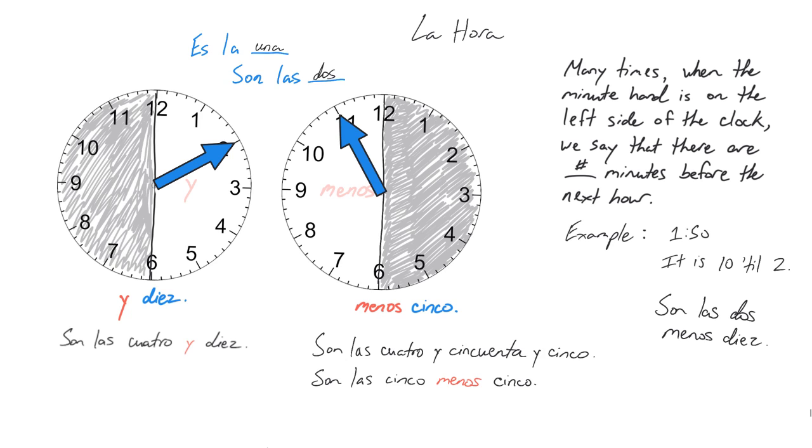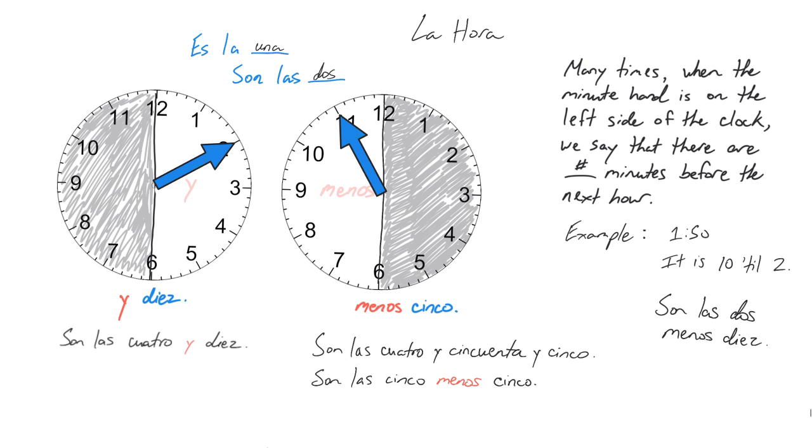Now let's talk about the minutes. If the minute hand is on the right side of the clock, then you're going to use the word y between the hour and the minutes. Es la una y diez, it's 1:10. Son las dos y diez, it's 2:10. Look at the first clock on the left. The minute hand is on the right side of that clock. The sentence under the clock says, son las cuatro y diez. It is 4:10. The word y means and it is placed between the hour, cuatro, and the minutes, diez. Son las cuatro y diez.